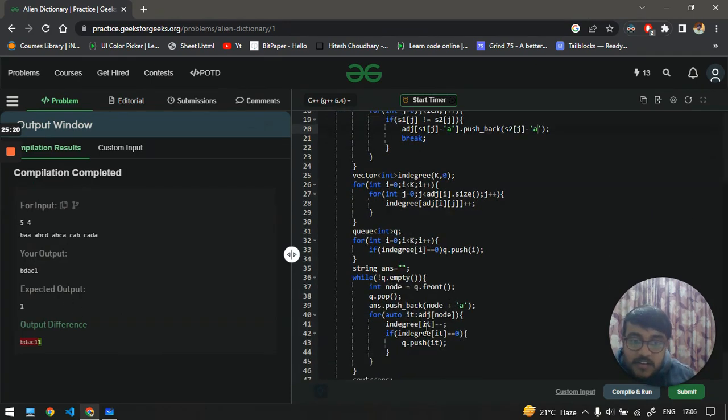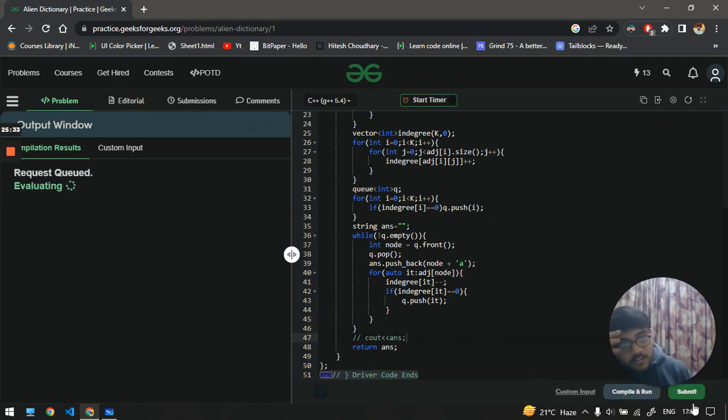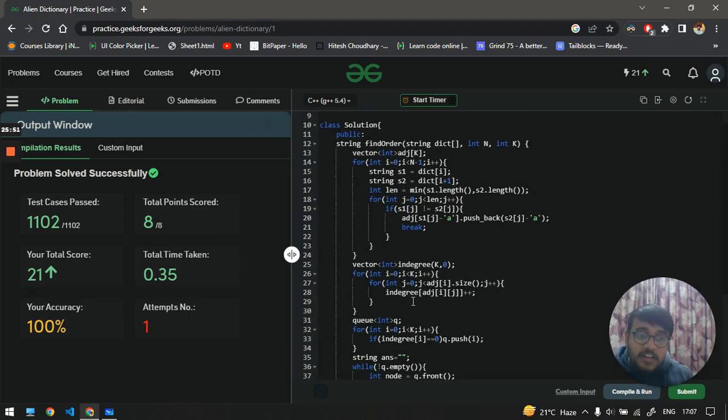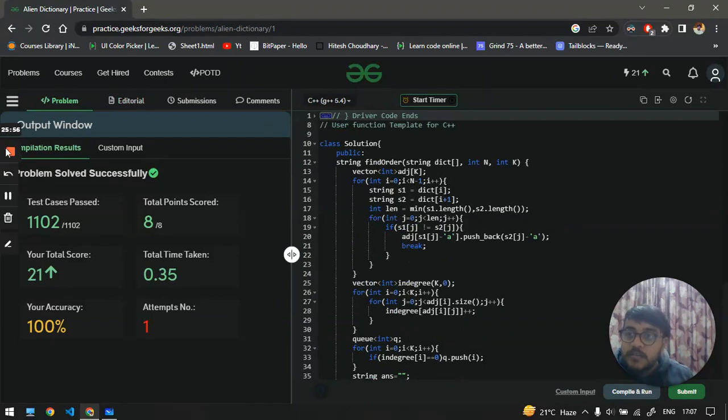BDAC, yes, it is. I just have to do it like this and it will give me the correct answer. Now I can submit it. I think yes, it is giving the correct answer, and I think it is running fine for all the test cases. Debugging is definitely very important, and it's very hard. It's silly mistakes. Okay, thank you.